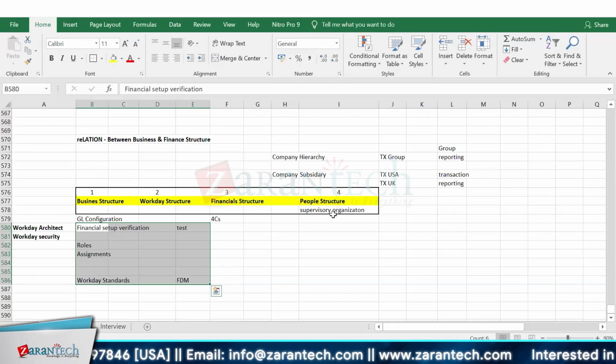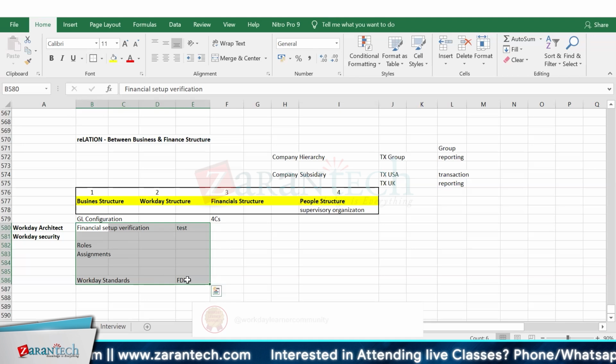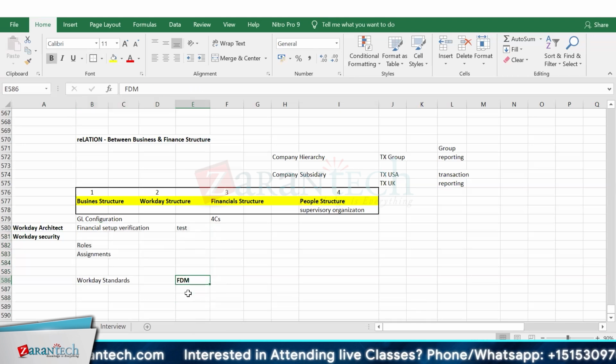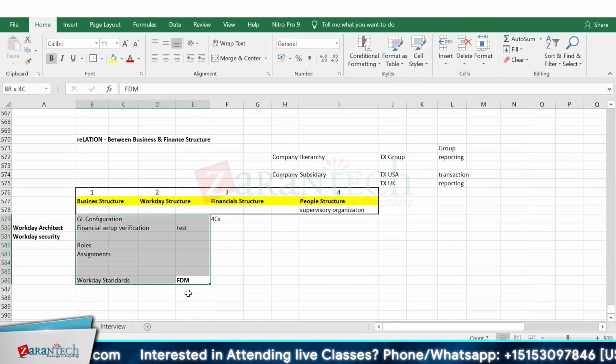Okay, so we can comply with the Workday standards. That is the point. Initially, I had to discuss this before starting the financial, but that skipped my mind. But it has come up now, so I will discuss it in our FDM. What is FDM? Why do we need to have it? What is the core concept here?